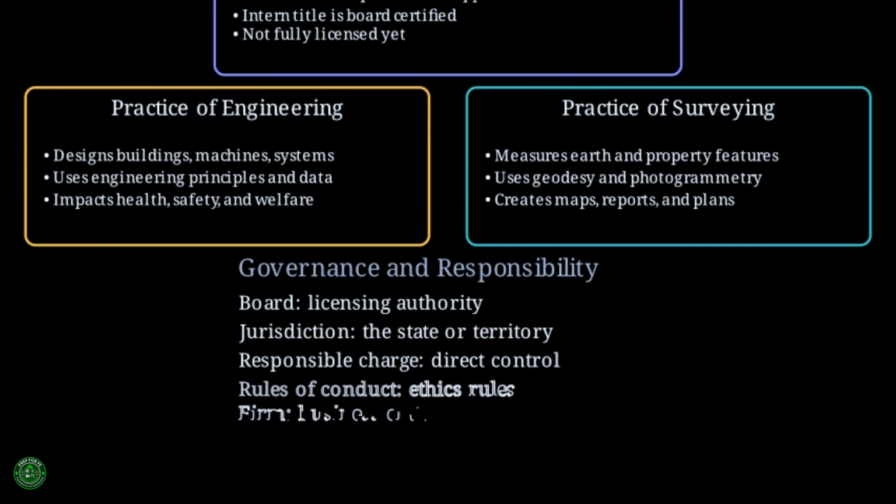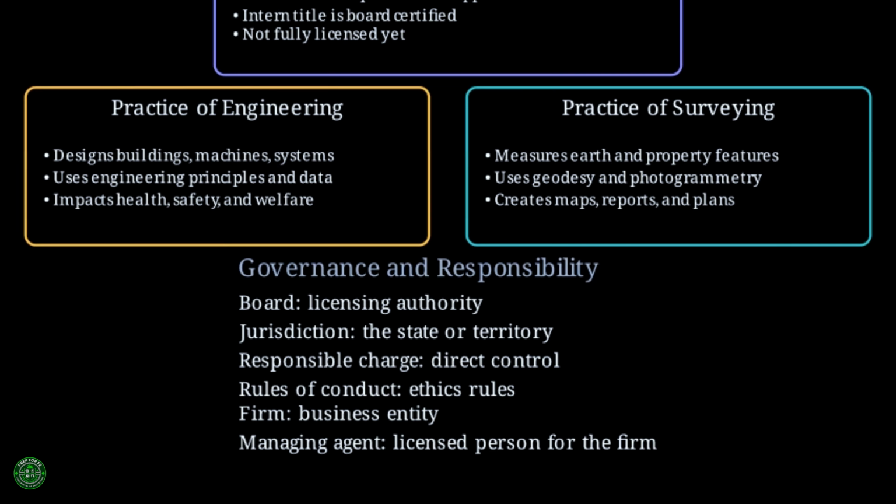Next are governance and responsibility terms. The board is the licensing authority. Jurisdiction means the state or territory that issues the license. Responsible charge means direct control and personal supervision of the work. Rules of professional conduct are the ethical rules adopted by the board. A firm is a business entity, and a managing agent is the licensed person the firm designates to be responsible.